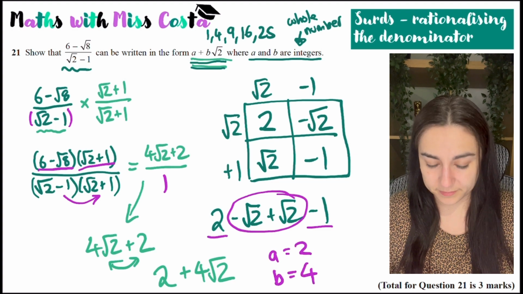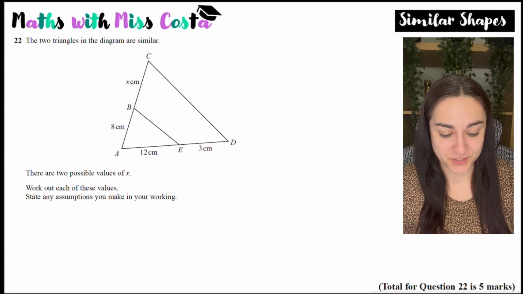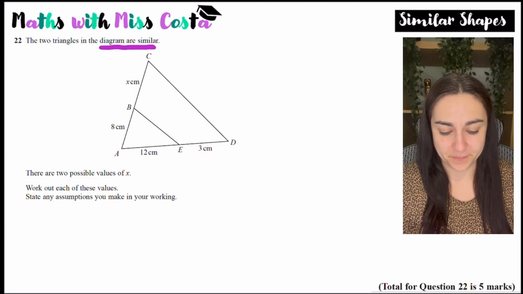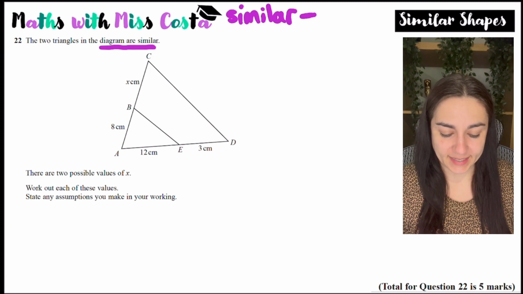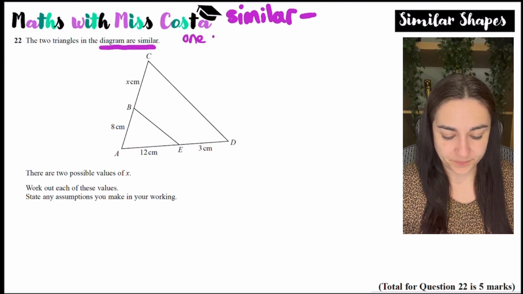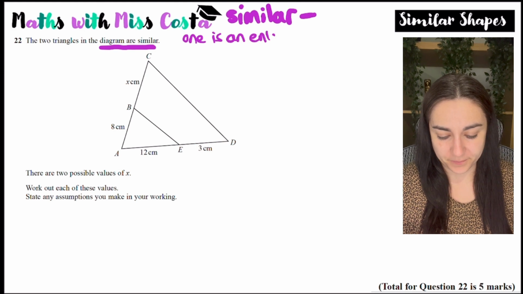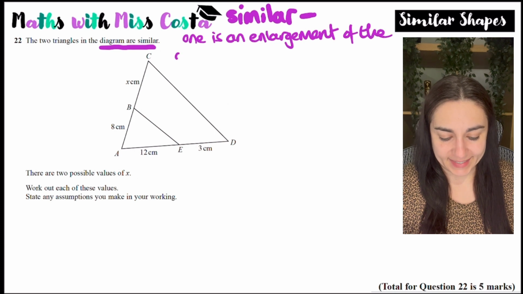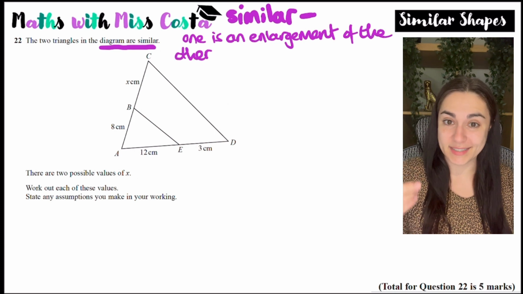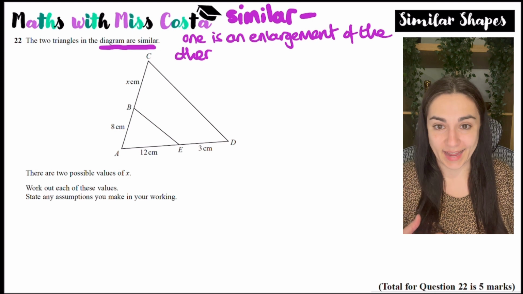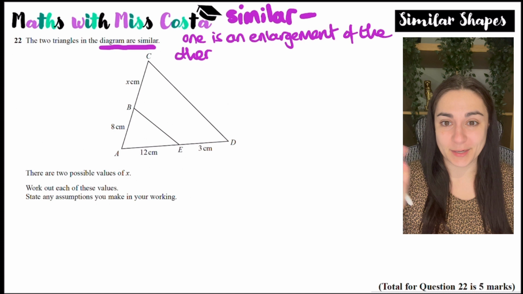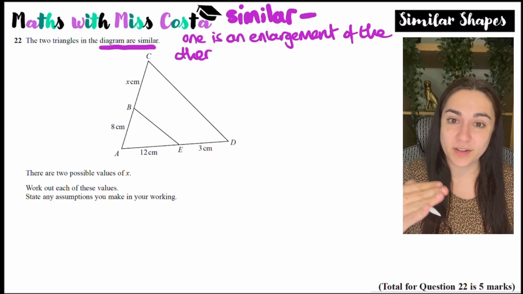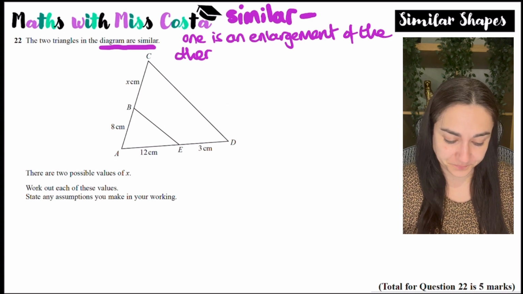and b is 4. Okay, so in this question, I'm told that the two triangles in the diagram are similar. Now, if I know that two shapes are similar, then what that means is that one is an enlargement of the other. And if that is the case, then all corresponding angles would be equal, but all the corresponding sides are going to be in proportion to one another. So they're all going to have been enlarged by a scale factor.